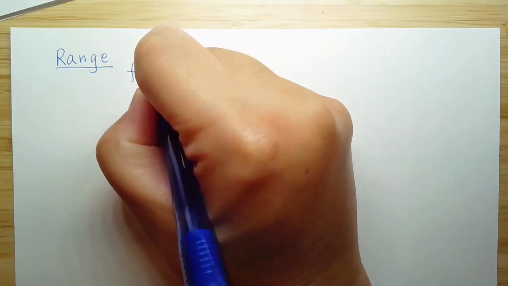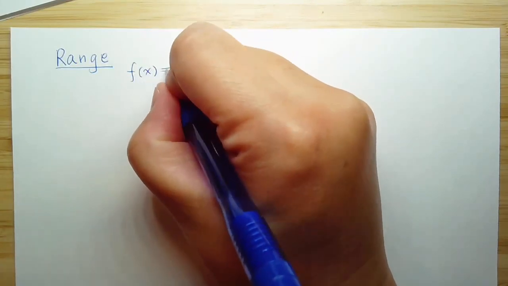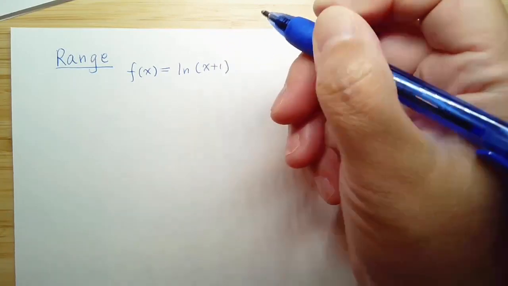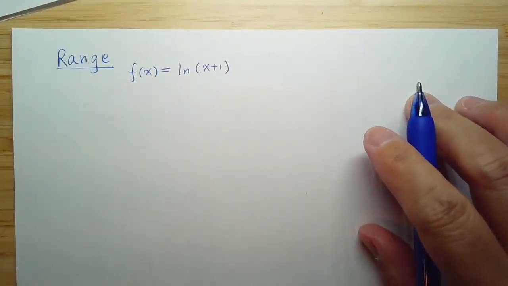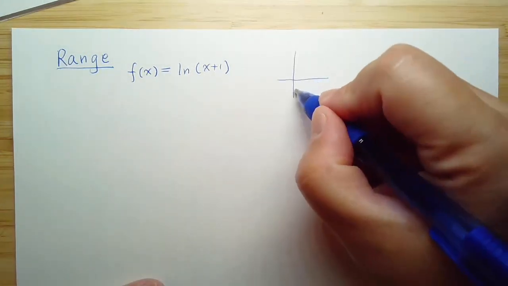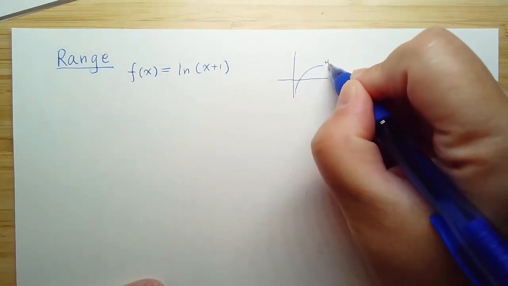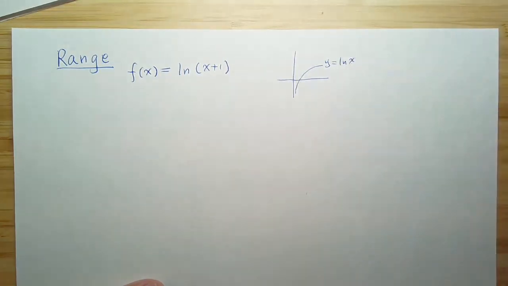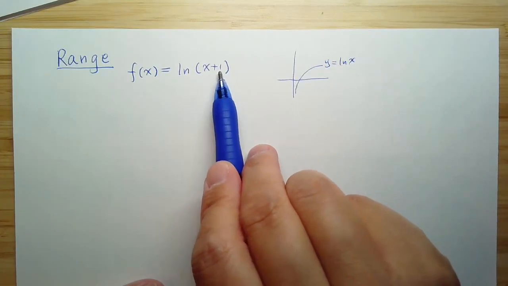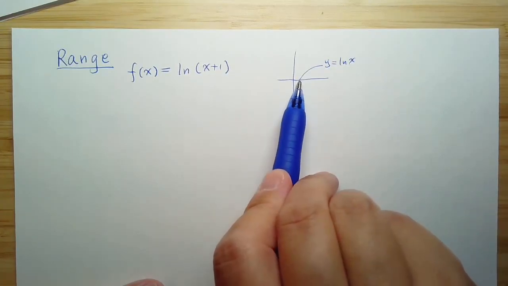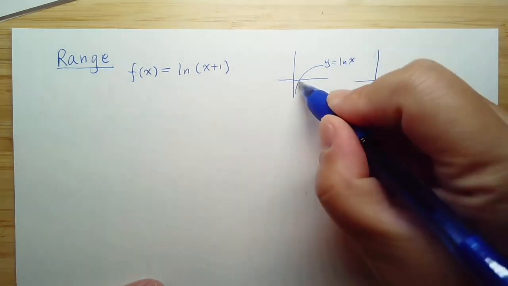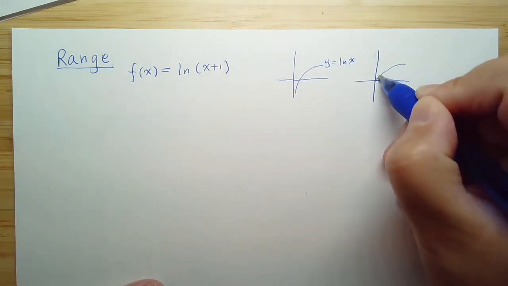First function is f of x equals ln x plus 1. For this one, what is the domain? If you remember, the graph of the function looks like this. This is y equals ln x, the graph of the parent function. Then if you have x plus 1 here, you're going to shift this curve to the left horizontally by 1 unit. So that will be from here to here, right?